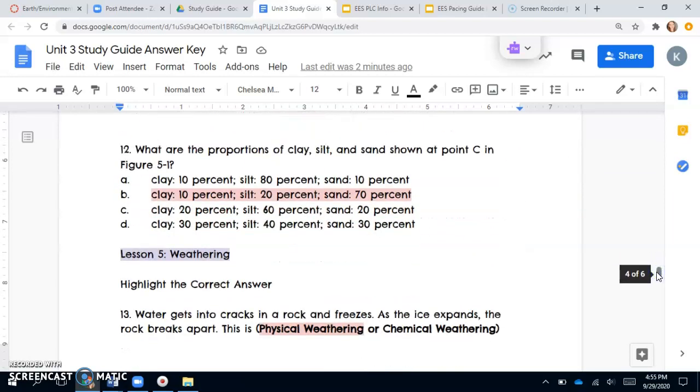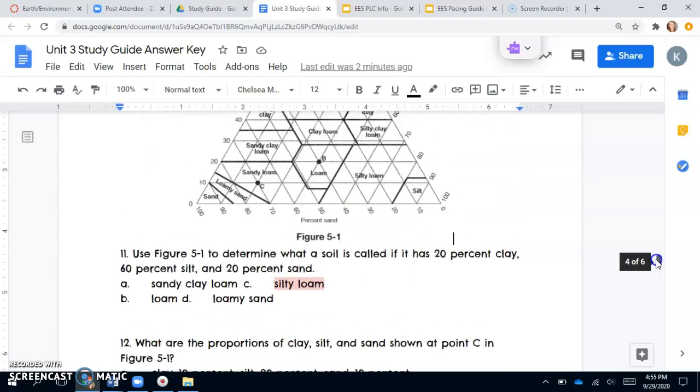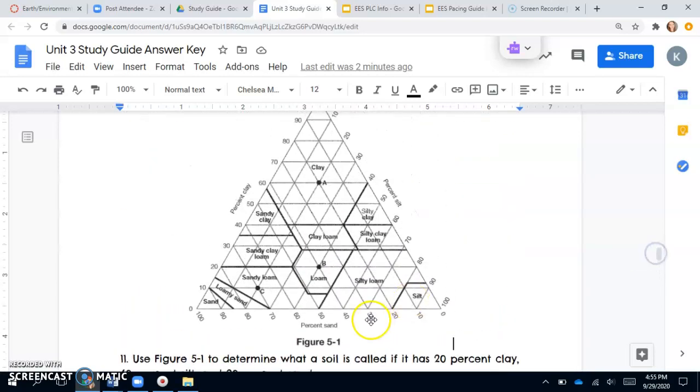12 says, what are the proportions of clay, silt, and sand shown at point C? So if we go to point C on our little soil texture triangle right here, we just have to follow the lines to the correct percentage of clay, silt, and sand. So here's C. So if we follow over to the clay side, we get 10% clay. Okay, and literally you just follow it over from the point. So we've got 10% clay.